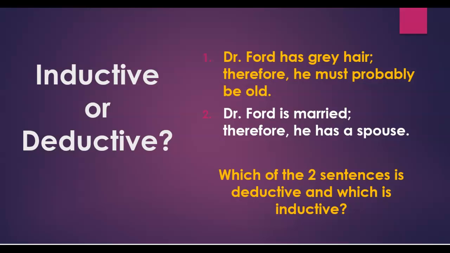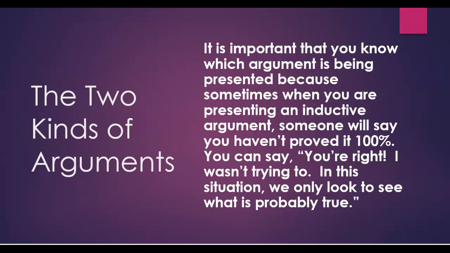The second argument is this: Dr. Ford is married, therefore he has a spouse. Well, of course, that is proved 100%. He has a spouse 100%. This is the deductive argument. Why? If I do not have a spouse, then I'm not married. The fact that I'm married, and the definition of marriage is that a person has a spouse, therefore I must have a spouse. Therefore, this is a deductive argument, and I've proved my conclusion 100%. Now, why is it important that you know what kind of argument you're dealing with? If you don't know which kind of argument you're dealing with, you will most likely lose the argument.